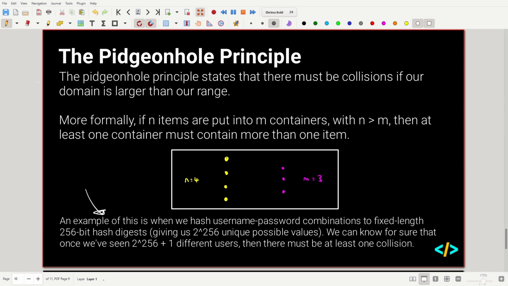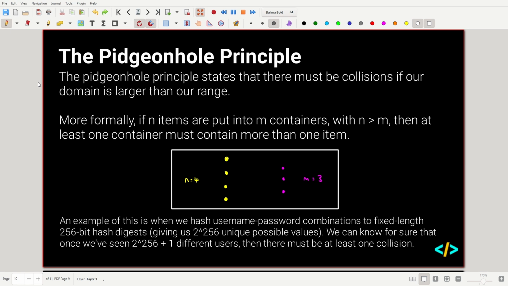If we hash username password combinations to fixed length 256-bit hash digests, so this is what SHA-256 would be doing something similar to, we have this many possible values, and so as soon as we've seen 2 to the 256 plus 1 different users, then there must be at least one collision. Now this number here is a crazy number. I'm pretty sure it's a lot larger than the human population, so it is quite unlikely we'd reach this number. But the idea is, as soon as we do reach this number, then there must be at least one collision. 2 inputs must have got collided into the same output.